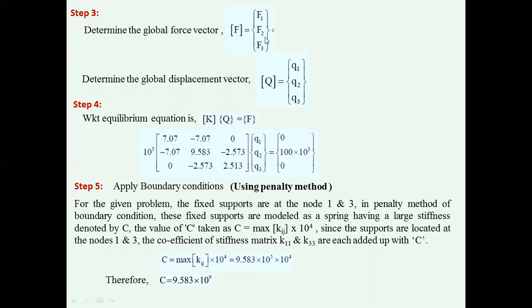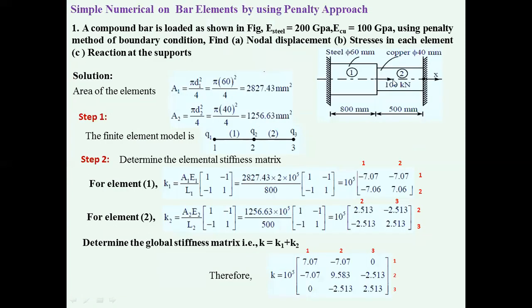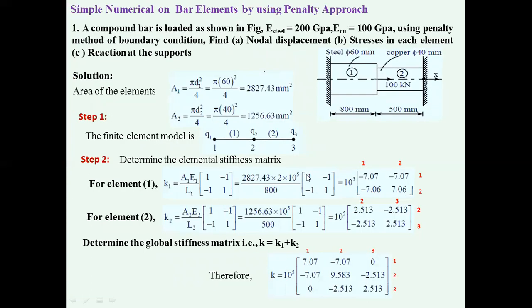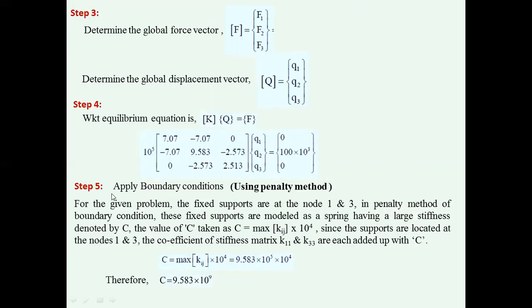So F1, the load at node 1, is 0. Load at node 2 is 100 into 10 to the power of 3 Newton, and load at node 3 is 0. So no load is acting at that particular point.